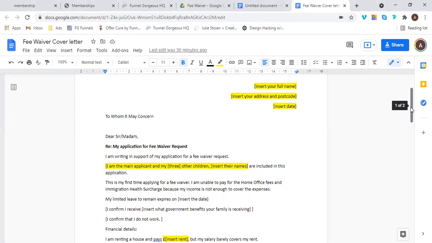So the cover letter is a good idea to include all those points that you want the home office to consider, you want the home office to know. And so this is the purpose of the cover letter. So let's dive in.